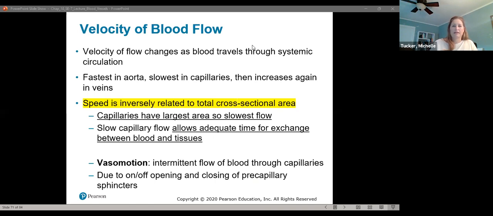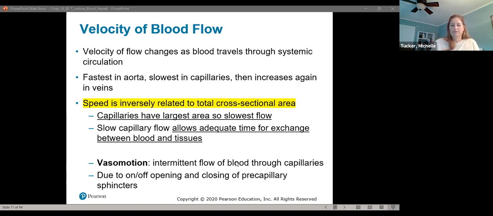Okay. Now we're going to look at velocity of blood flow. Velocity of flow changes as blood travels through the systemic circulation. It is fastest in the aorta and slowest in the capillary, and then increases in the veins. Speed is inversely related to total cross-sectional area. So right now we're looking at arteries versus arterioles versus capillaries. So we're looking at segments of vessels. Capillaries have the largest area, so the slowest flow. This is going to allow time for exchange between blood and tissues.